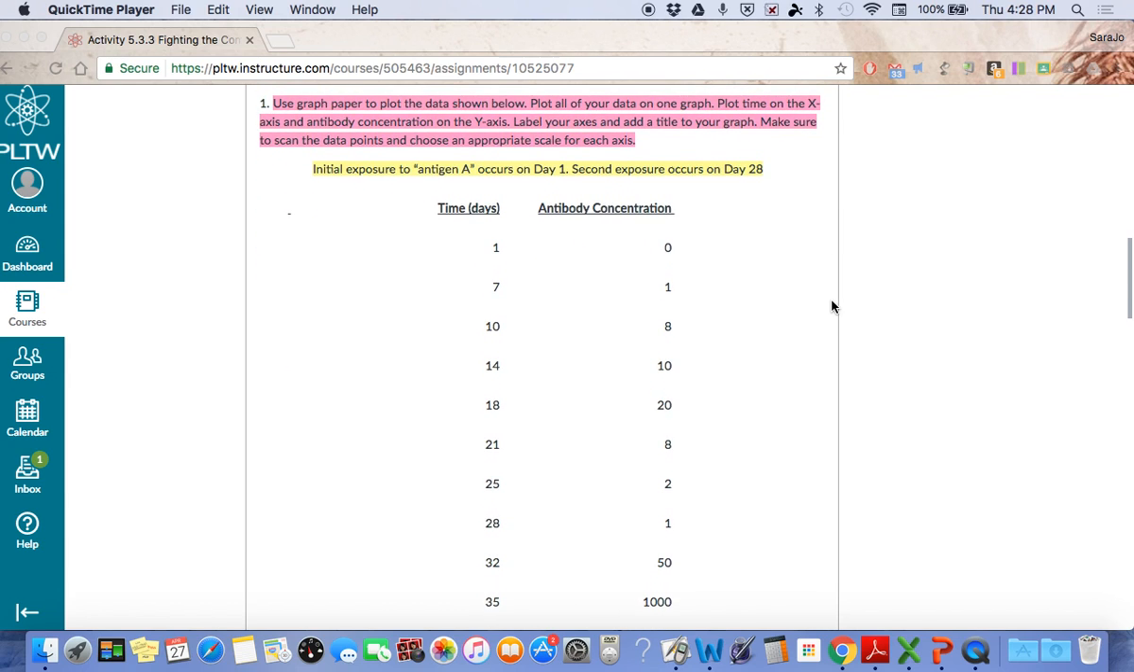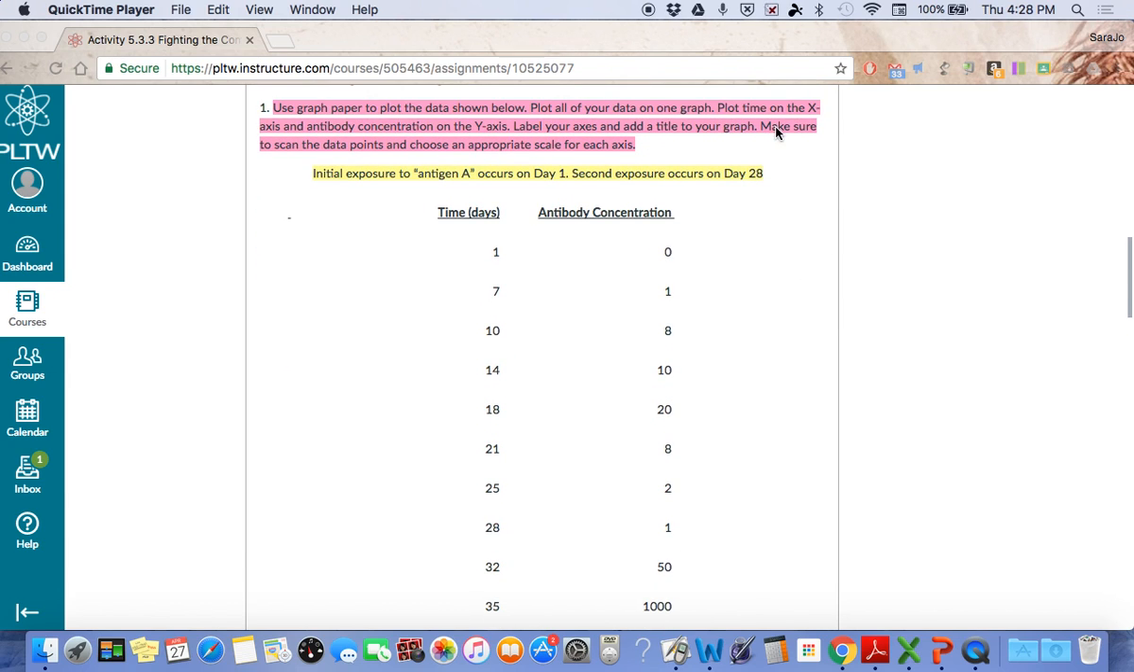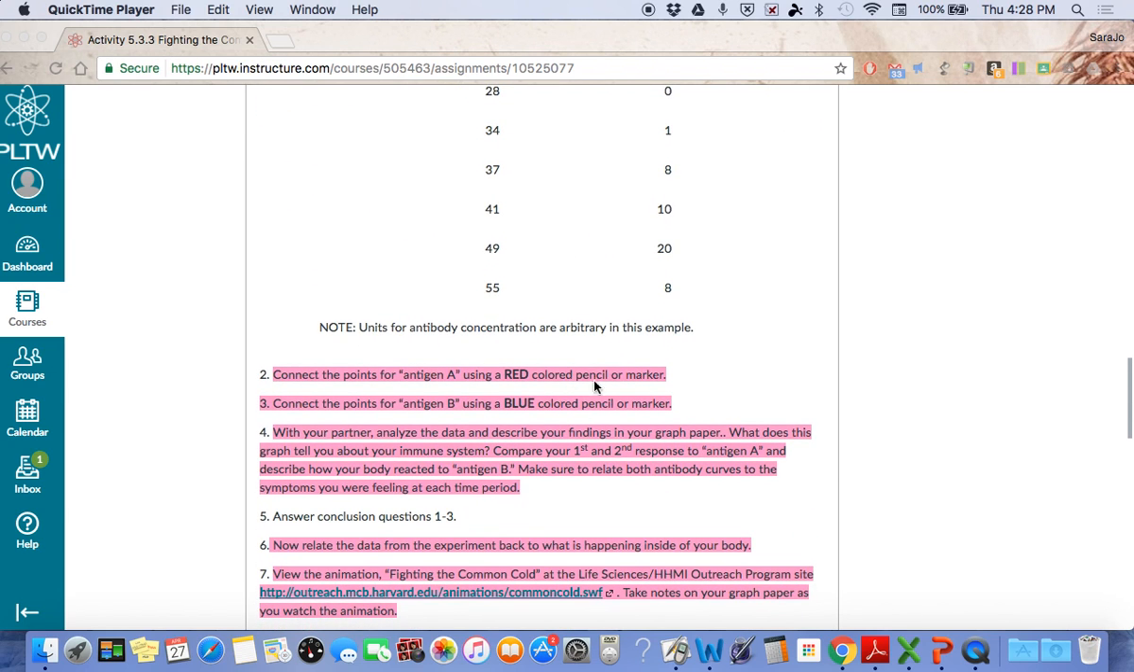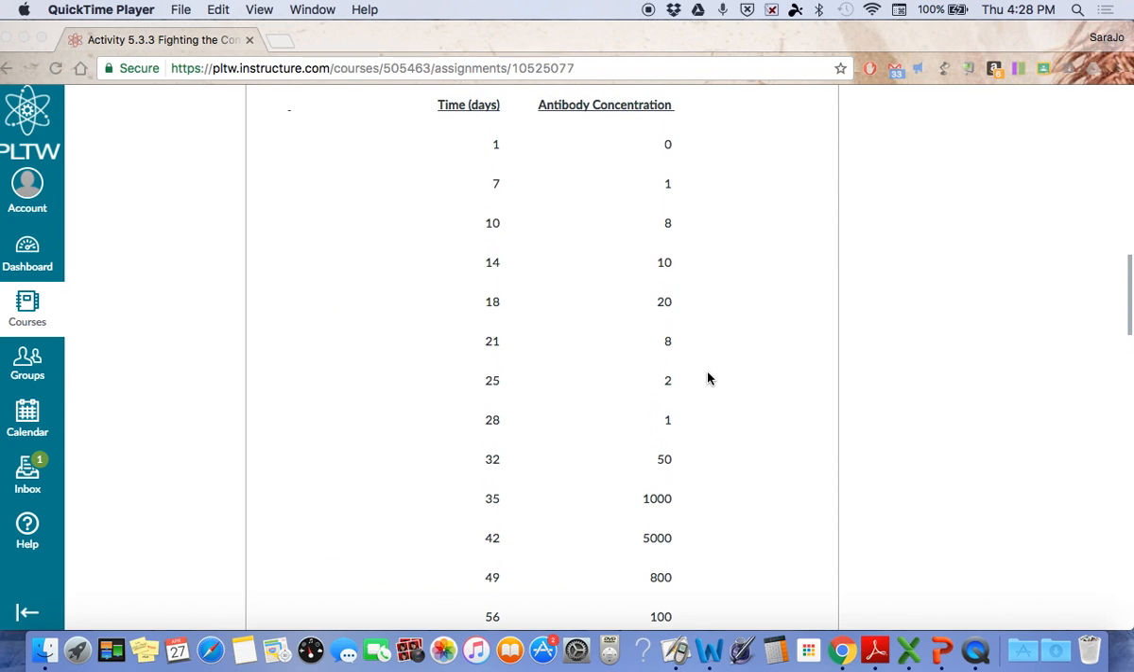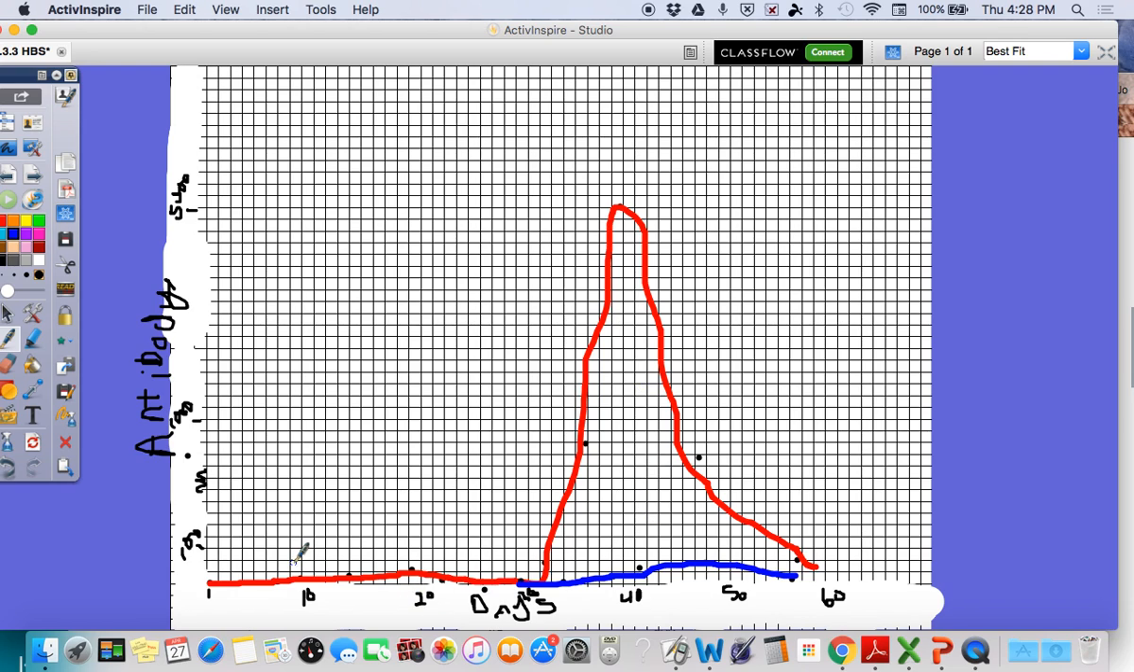So here's all the data, and it tells you specifically how to graph it, X and Y, and down here at the bottom it tells you what colors to make it. These are the days that you were exposed to it, and this is the antibody concentration, so how many antibodies your body made in response to that antigen. This is what your data will look like. You'll have to figure out how to graph the days on the bottom and the concentration of antibodies on the top, because it starts out with a slow number and then it jumps up to 1,000 to 5,000.